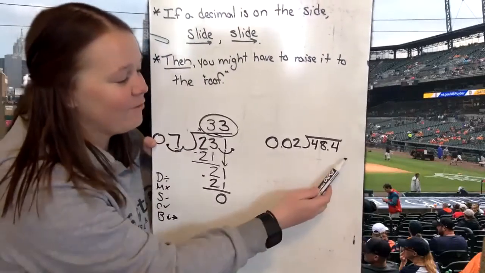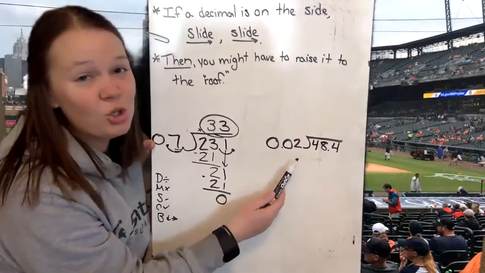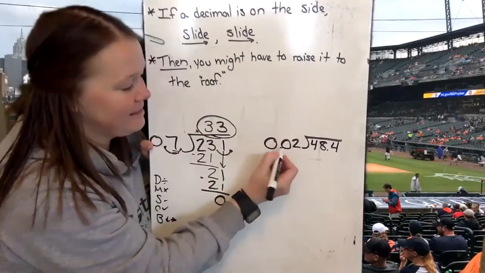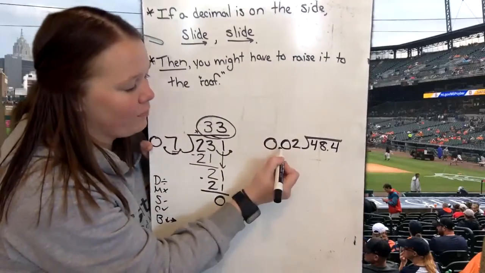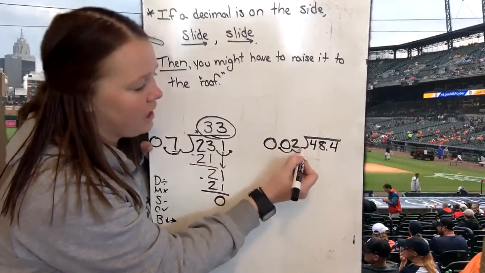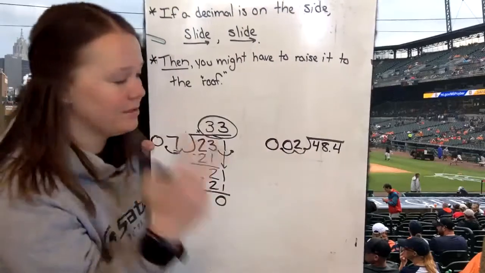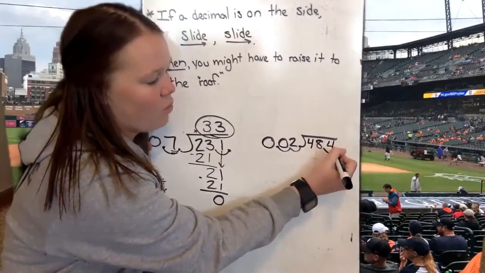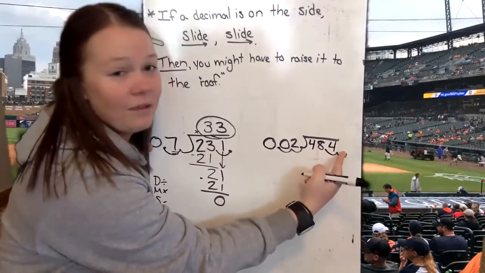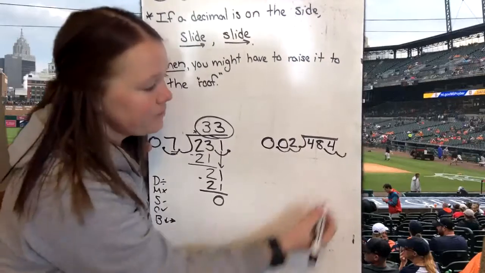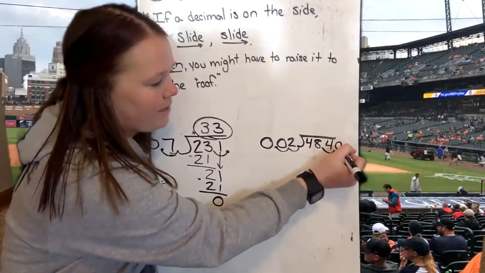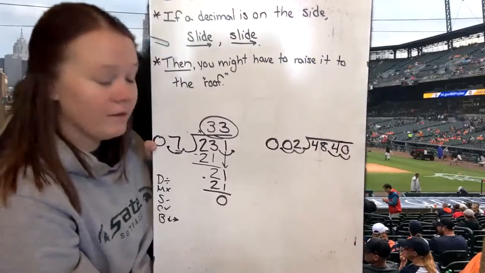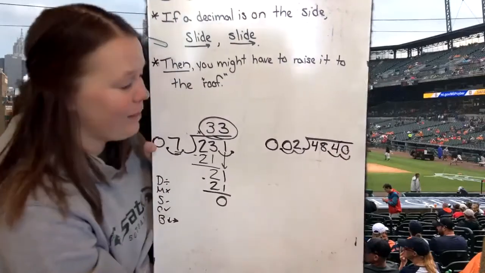So we have 48.4 divided by 0.02. Again, if the decimal's on the side, we're going to slide. We're going to slide it so that it's a whole number. So we're going to slide 1, 2 times. This time we have to do it 2 times to make that a whole number 2. That means we have to slide this decimal 2 times. 1, 2. So what does that mean we have to add here in this empty space? A 0, so don't forget about that. Add that 0 and then you can extend your roof line if you need to. Or if you're using box method, you add another box.